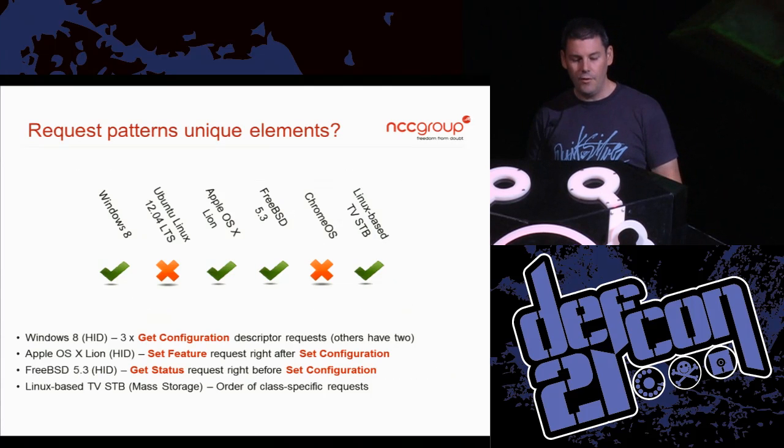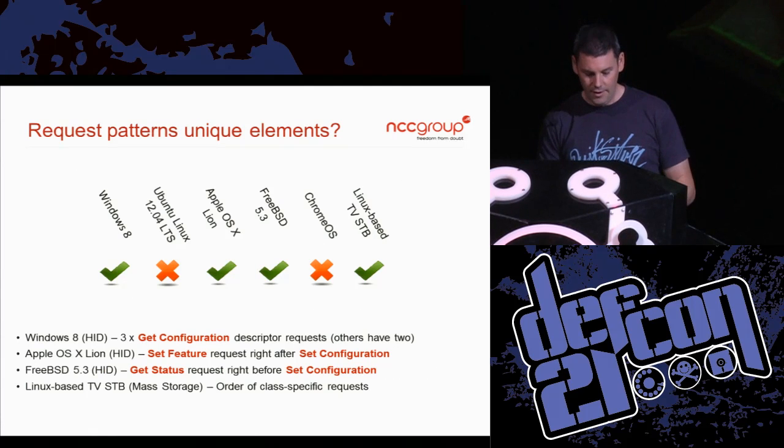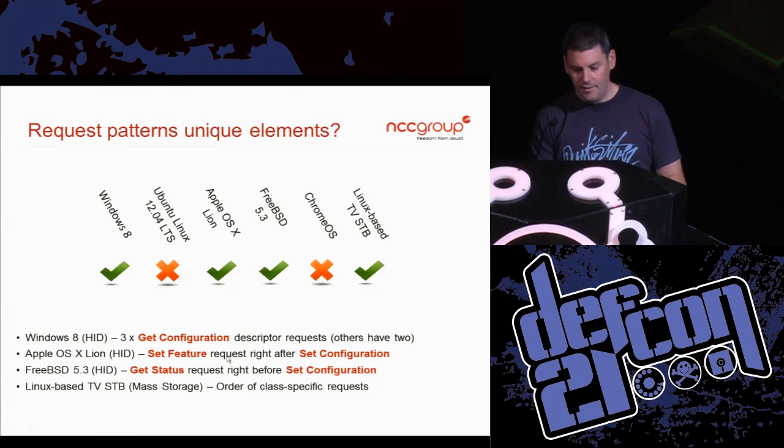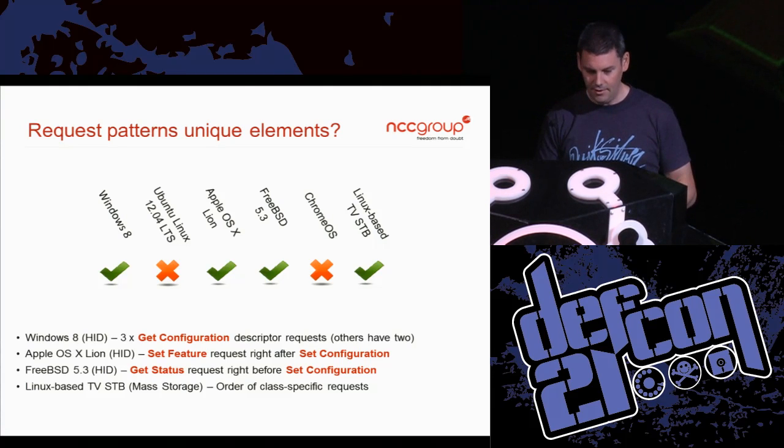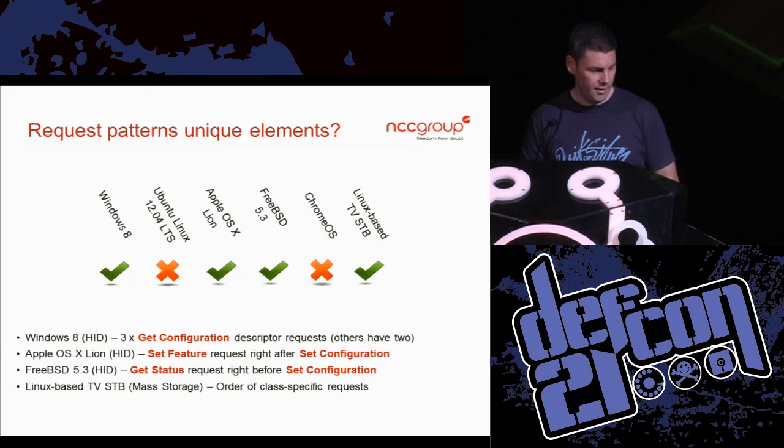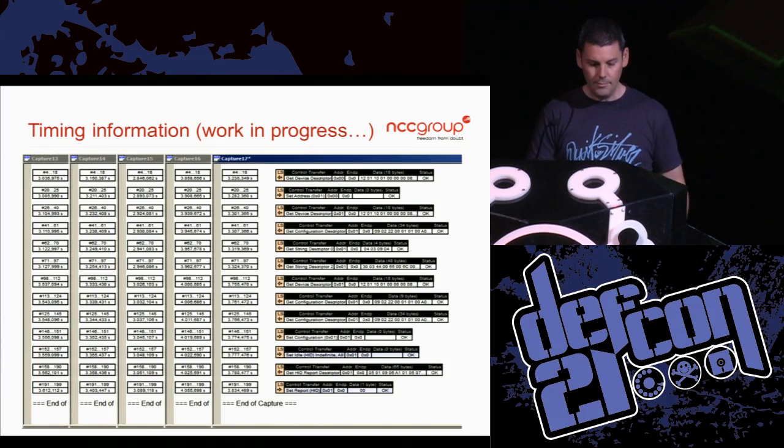So there are a bunch of other patterns that I identified based on different requests, different numbers of requests, specific requests for certain OSs, that kind of stuff. So it's quite easy to identify OS versions and OS types.